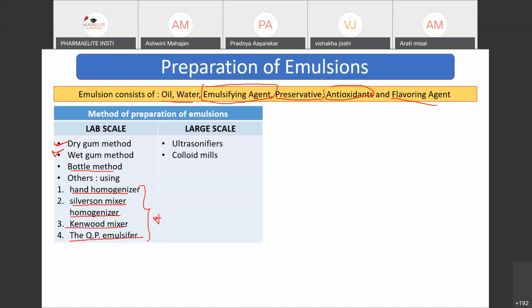On the other side, when it comes to industrial scale, in industry you use equipments like ultrasonifiers and colloidal mills at a large scale for preparation of your emulsions.